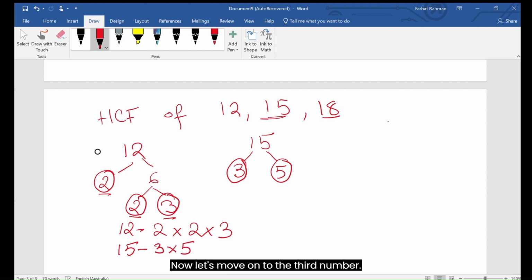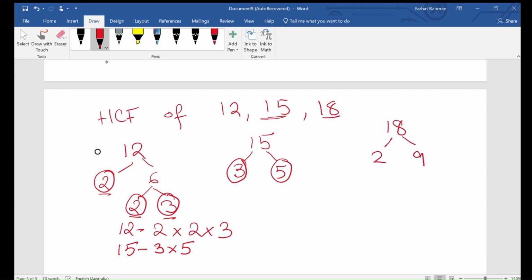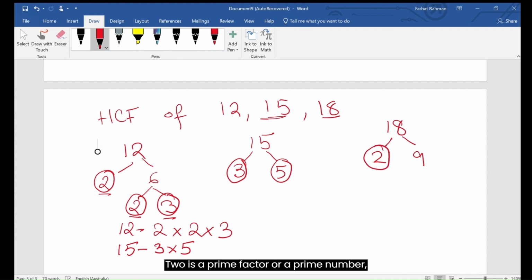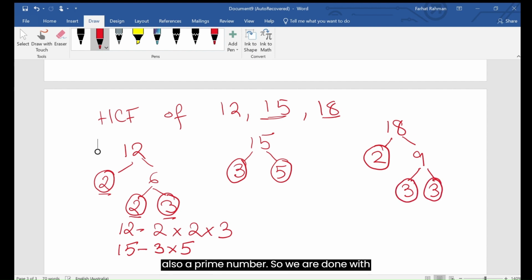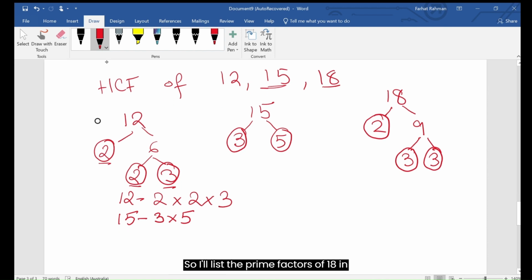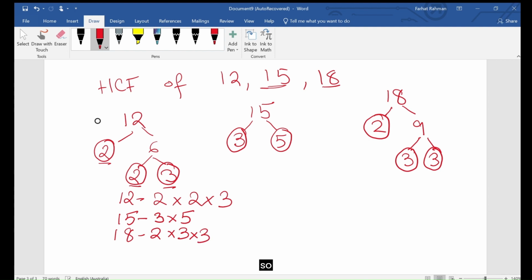Now let's move on to the third number. 2 times 9 is 18. 2 is a prime factor or a prime number, so we leave that as it is. We break 9 into 3 times 3. 3 is a prime number. This 3 is also a prime number. So we are done with the prime factors of 18. So I list the prime factors of 18 in product form, 2 times 3 times 3.